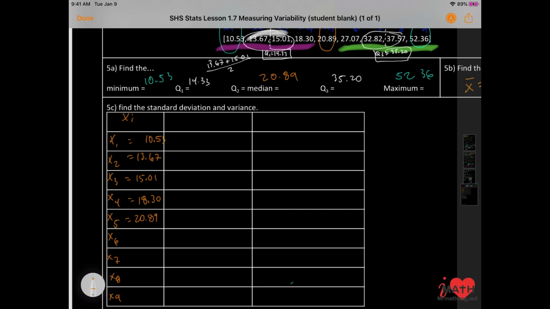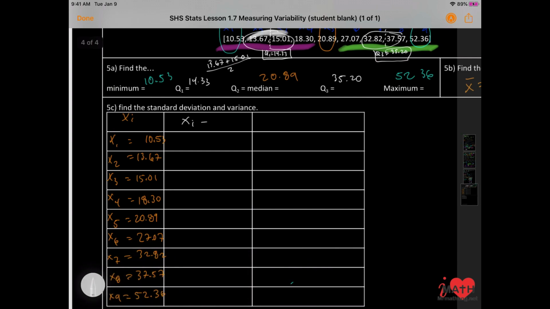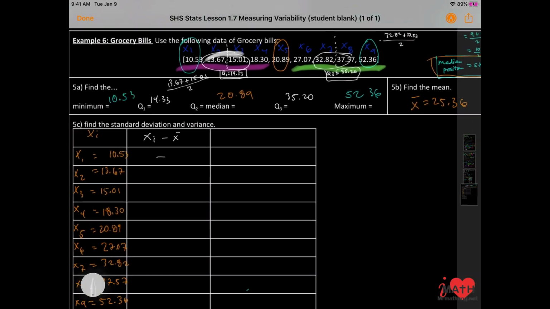2089, 27.07, 3282, 3757, and 5236. Okay, what do we do now? We're going to take our numbers and we're going to subtract it from the mean. So I'm going to have to take 10.53 and subtract it by the average that we just found, which is 25.36.